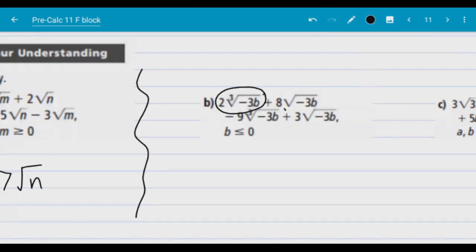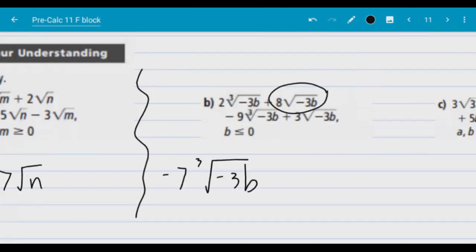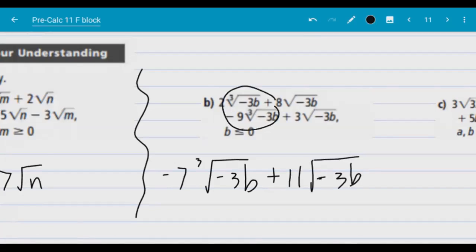So 2 cube root of negative 3b minus 9 cube root of negative 3b would be what? 2 minus 9, that's negative 7 cube root of negative 3b, while 8 square root of negative 3b plus 3 square root of negative 3b would be 11 square root of negative 3b, sorry. All right? So once again, just be careful. Always check your answers. Only these two would go together, and only these two would go together.